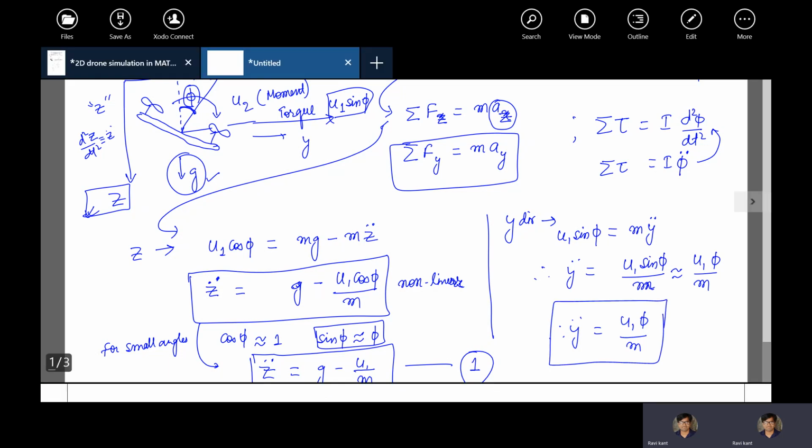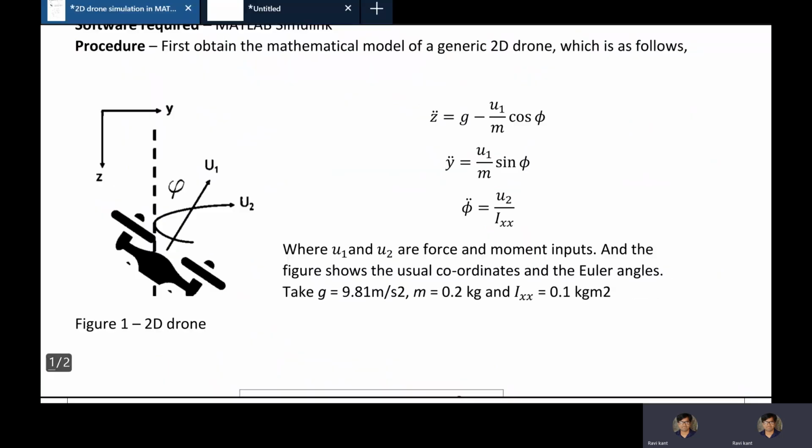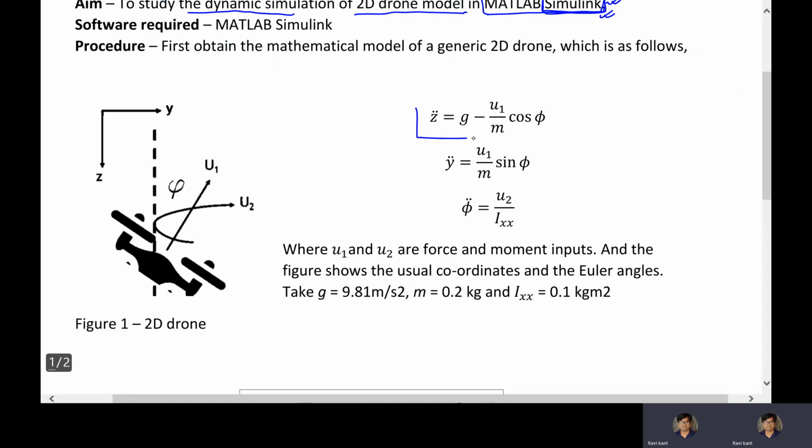Okay, and this is precisely stated in our manual as well. z double dot is equal to this much. In non-linear form, y double dot is this much.